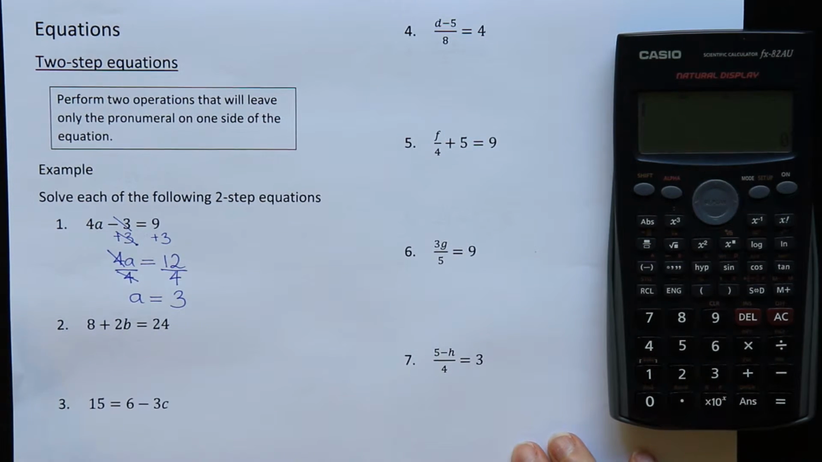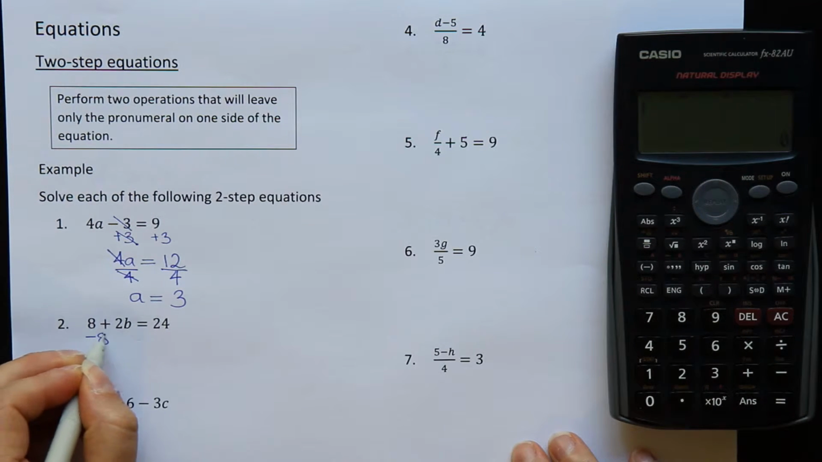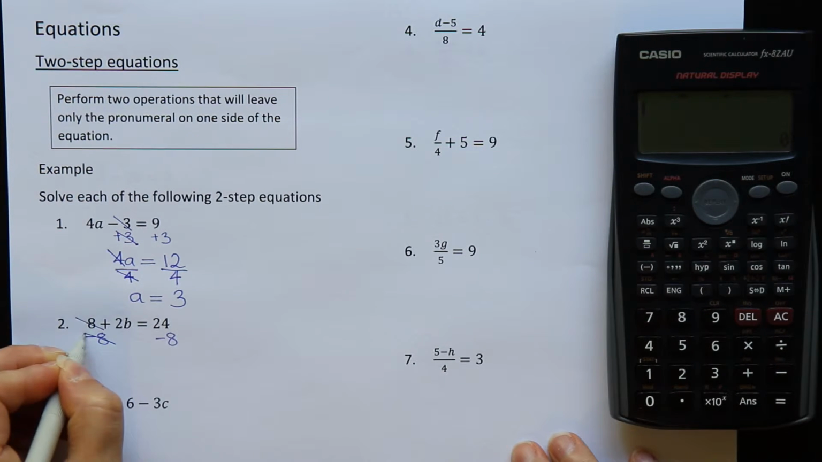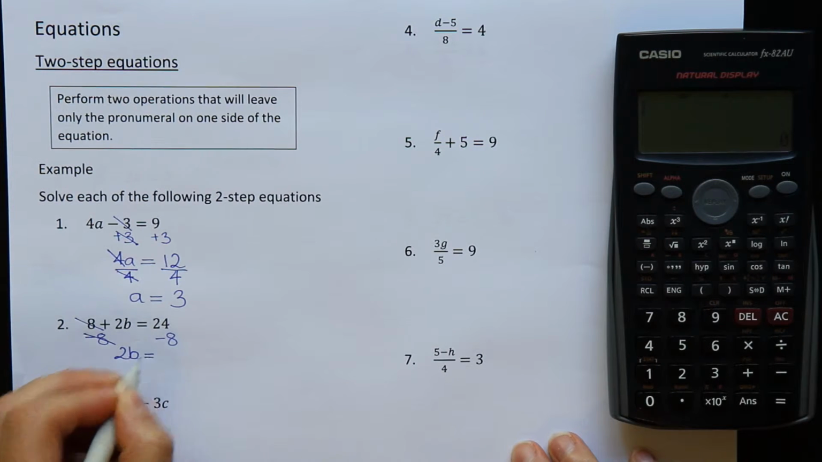Let's try that again. 8 plus 2b is equal to 24. Let's start with the b. b has been multiplied by 2, and then I have added an 8. So the 8 was the last thing to be added on, so I need to move the 8 first. It's a positive 8, so to move it I need to subtract the 8. So 2b is what's left on that side.